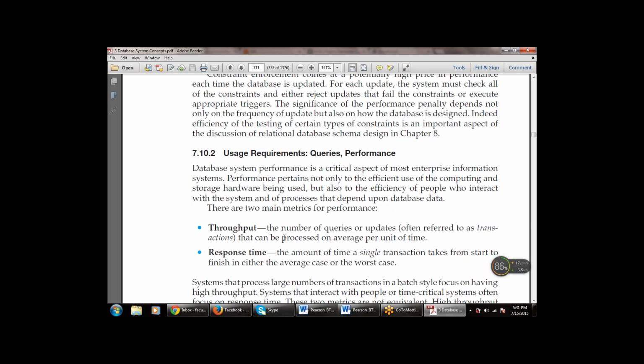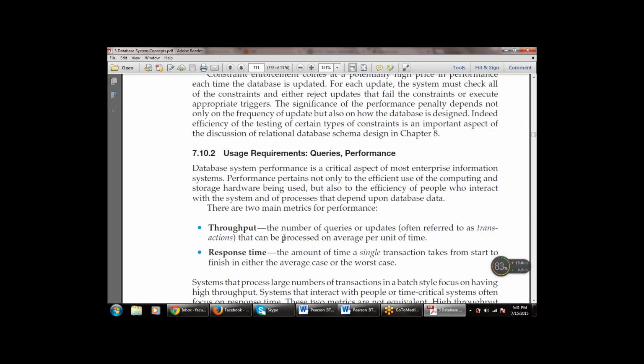Then next is the response time, that is the amount of time a single transaction takes from the start to the finish, in either the average case or the worst case. So response time means the maximum time or the average time taken from the start to the finish for a single transaction. And throughput means the number of queries or updates that can be processed on average per period of time.